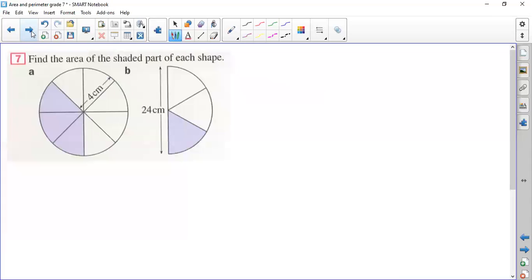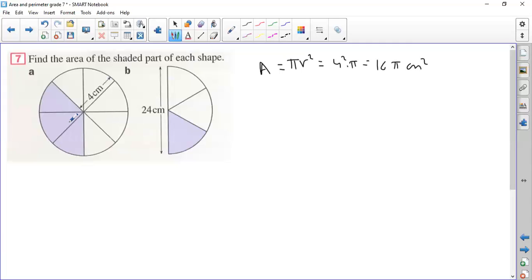Let's see exercise 7 now. We have to find the area of the shaded part of its shape. Again, we have a circle with radius 4. This circle is divided into 8 equal parts, and 3 of these parts are shaded. So first of all, let's find the area of the circle. Area will be pi r squared, which is what? 4 squared times pi, which is 16 pi centimeter squared.